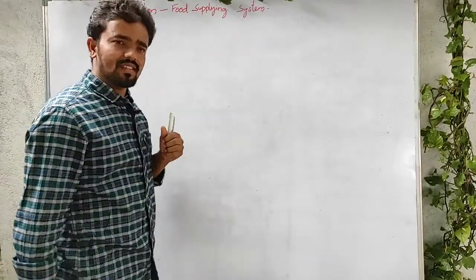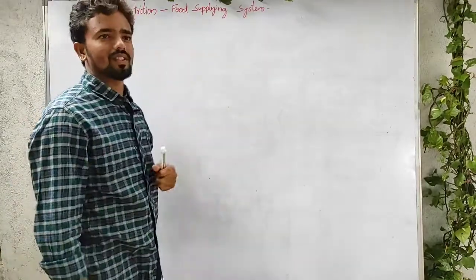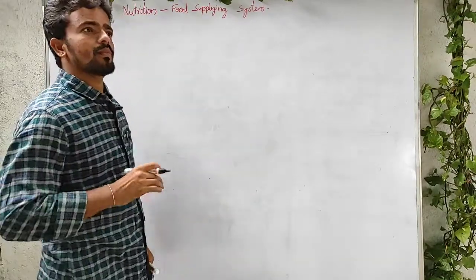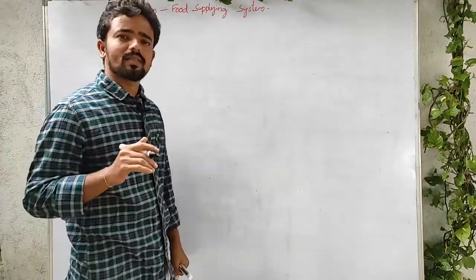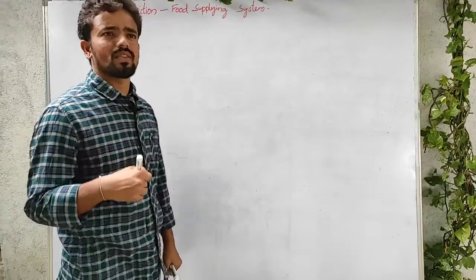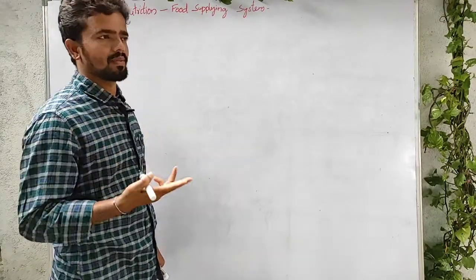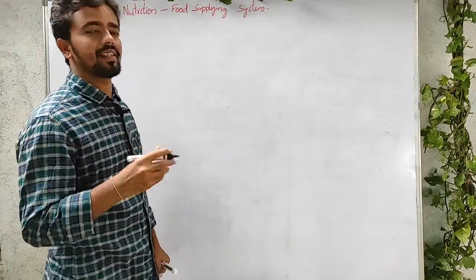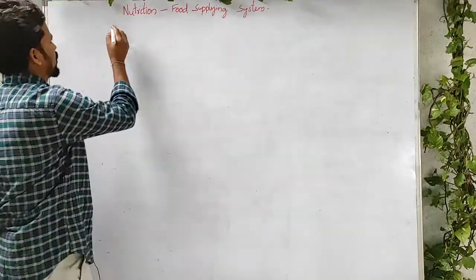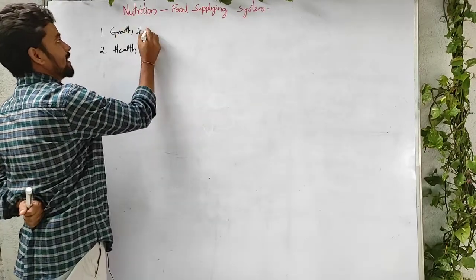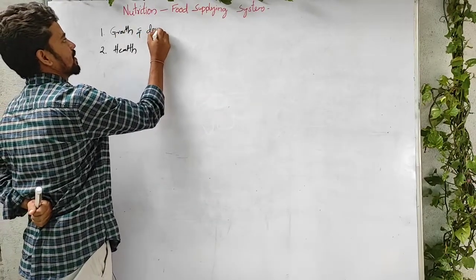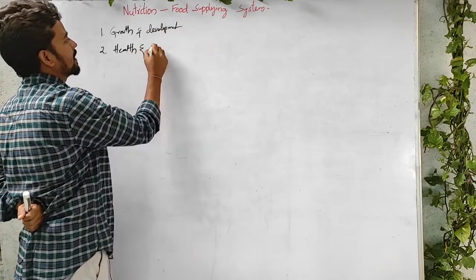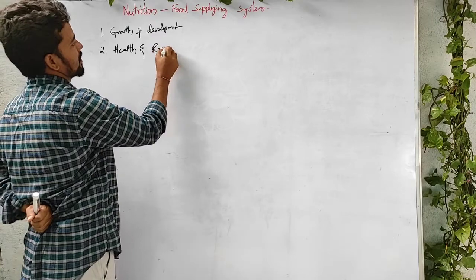Today we will discuss 10th class first lesson, nutrition, which is a food supplying system. Basically, each and every organism takes nutrition for three purposes, of which we have studied two already in earlier classes. Let us see what they are. The first one is growth and development, and the second one is health and repair.